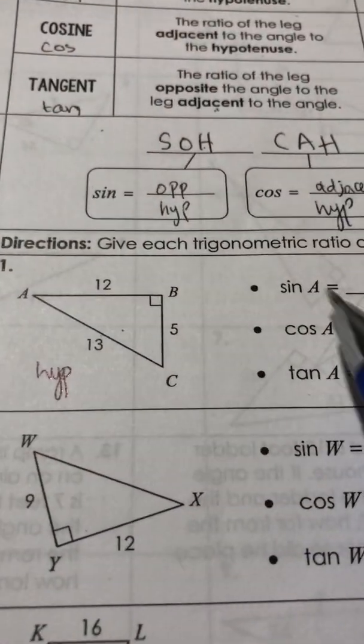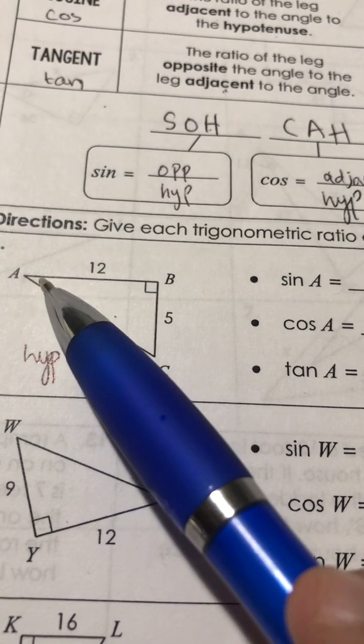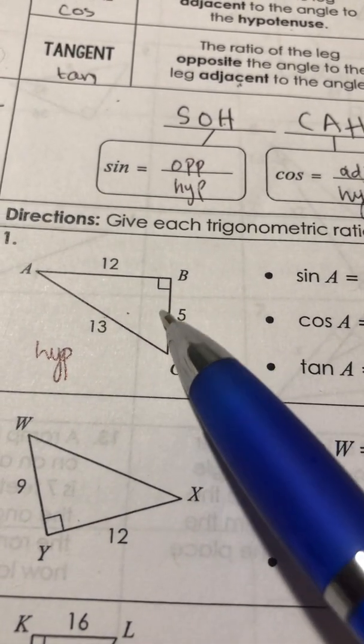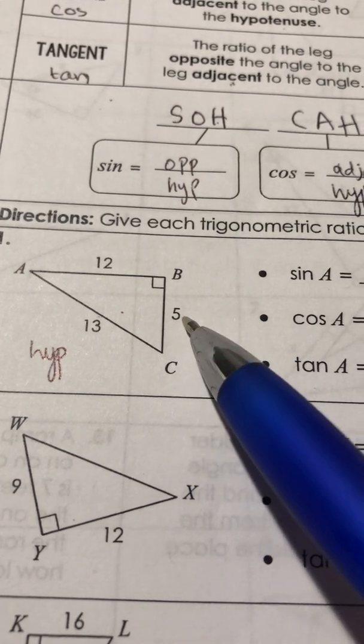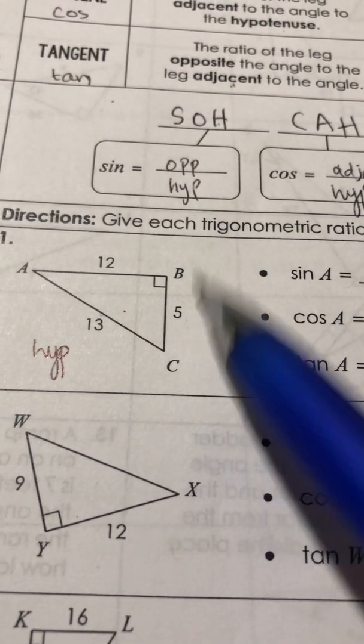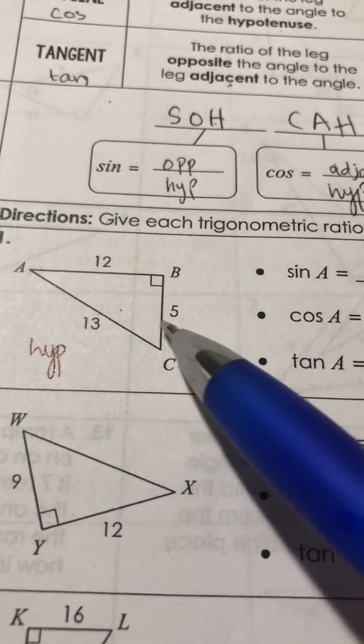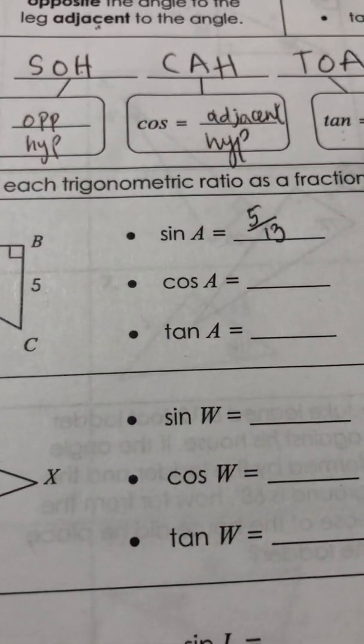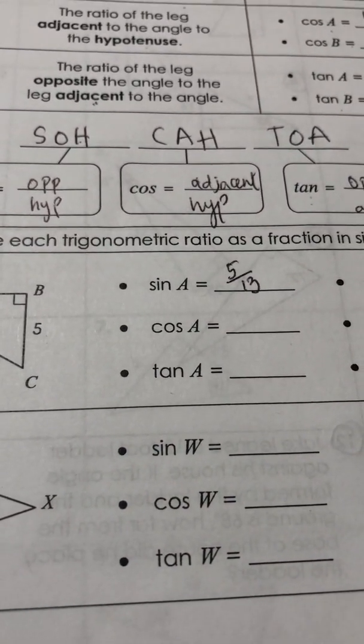Now we have to find sine of A. So the side which is opposite to angle A is this. The ratio of this to the hypotenuse, so sine A would be 5 over 13. Reduce it, but we can't reduce it.